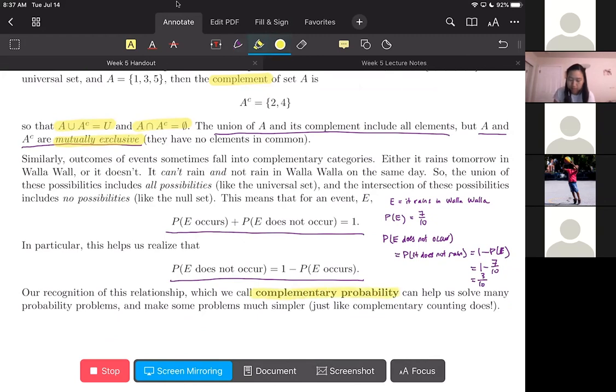And so call this complementary probability. Does anyone have any questions about this overall concept? If not, we'll do some practice problems just to get a hang of it.